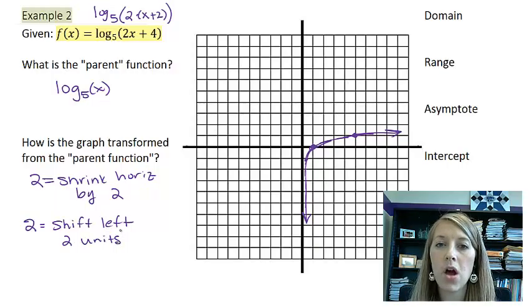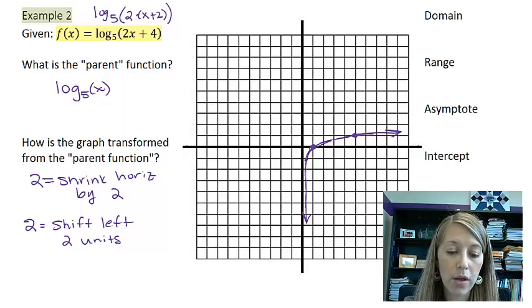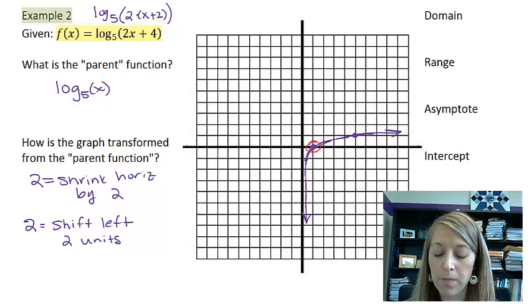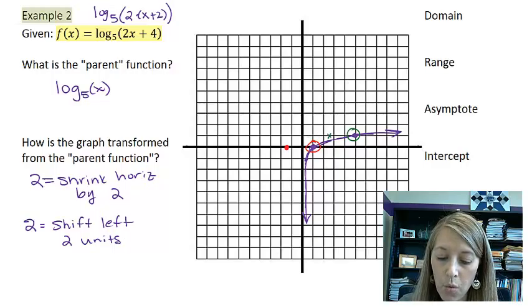Basically, we're going to take all of our x-coordinates, divide them by 2, and then subtract 2. If I take this point here and divide my x-coordinate by 2, that gives me 1/2. And then if I shift it left 2, that gives me -1 and 1/2. If I take my 5 coordinate and divide it by 2, that gives me 2.5. And then if I shift it left 2 units, that gives me 1/2.